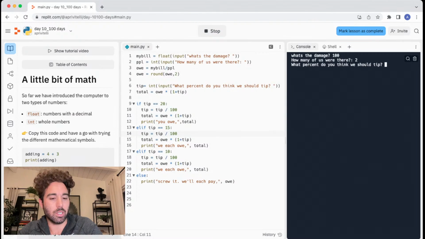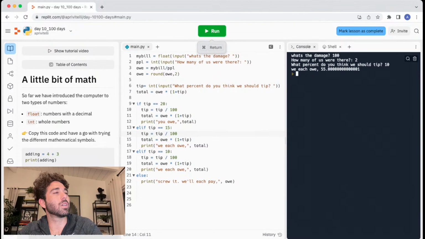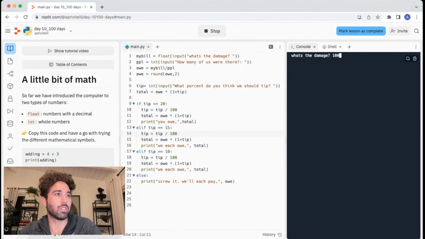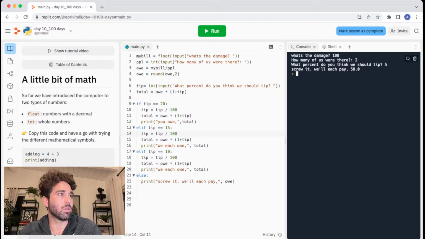What percentage do you think we should tip? Let's go 10. So it should be 55. 55.1. What the heck? I said 10. Damage. 100. 2. 5. Screw it. We'll each pay 50. Cool.